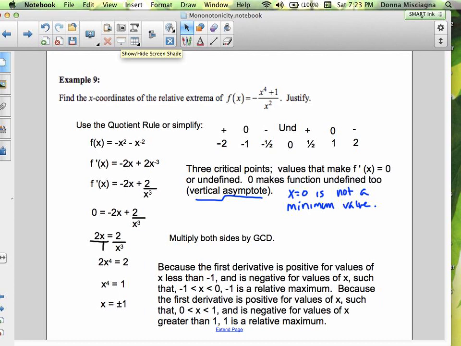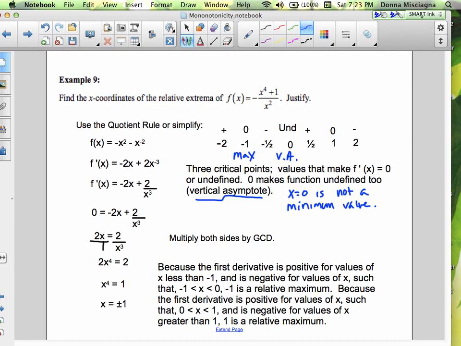All right, so here's our sign chart. So here we're going to have a maximum value. All right, so 0 can't be a minimum value. It doesn't matter that it changes sign from negative to positive. There's a big old vertical asymptote here. So that's nothing. All right, and then we have another max.